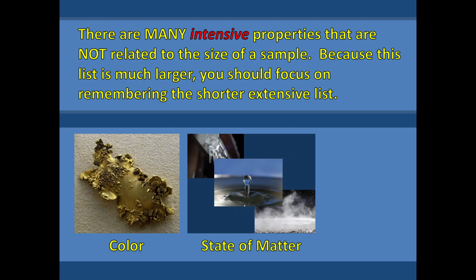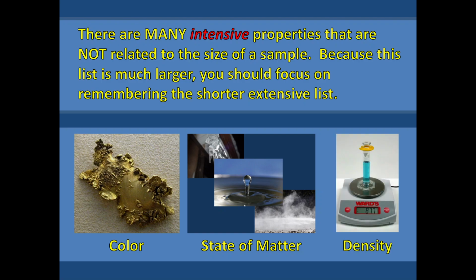An ice cube. So the fact that it's a solid, if you cut it in half, you just have 2 more solids. So the fact that it's a solid doesn't depend on mass or the size of it. Density. Density of water is 1 gram per cubic centimeter. It doesn't matter if you have a gallon or a tiny drop. The density stays the same.